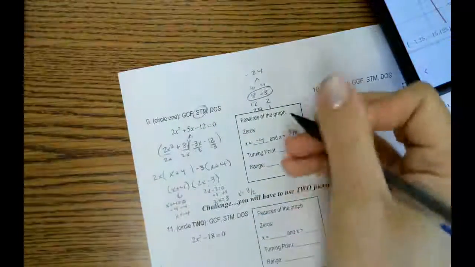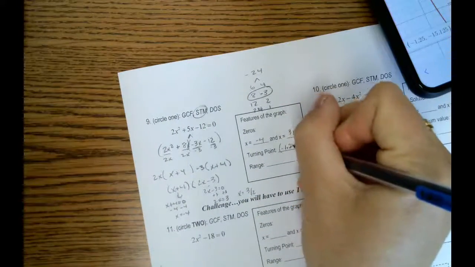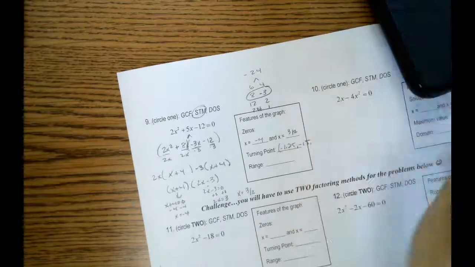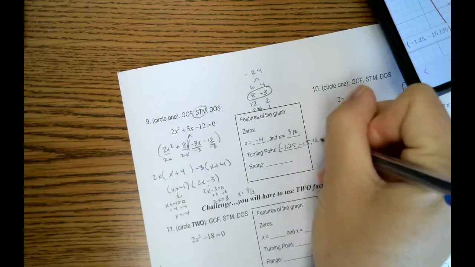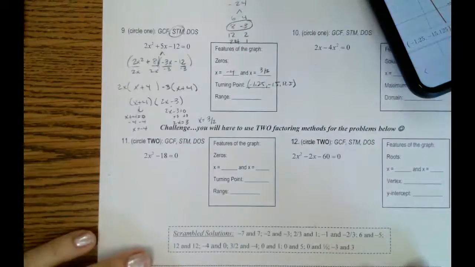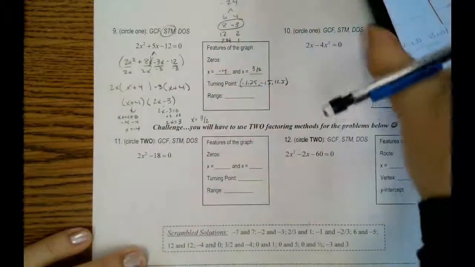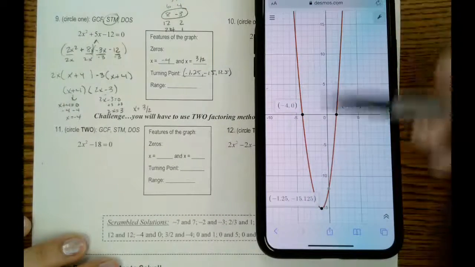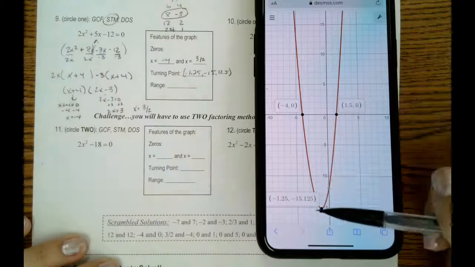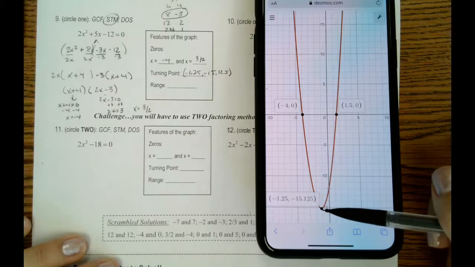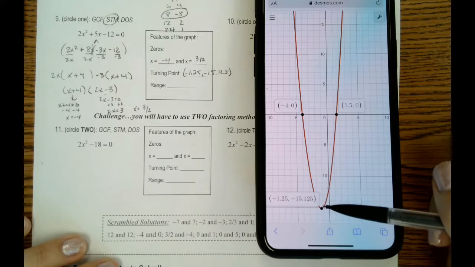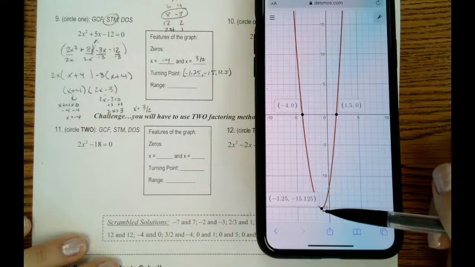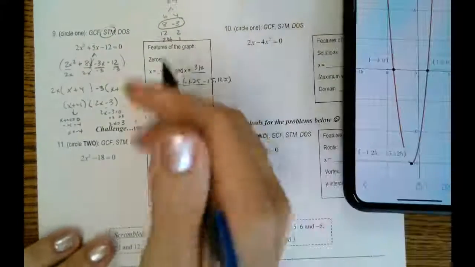And then our range will be from lowest to highest y values. Well, this goes to positive infinity. So we would say y is greater than or equal to negative 15.125, since that's our lowest y value.